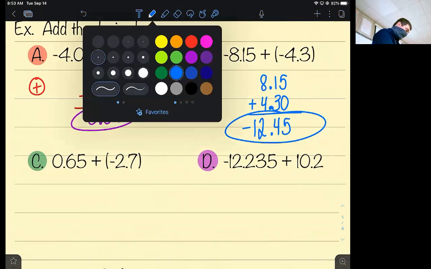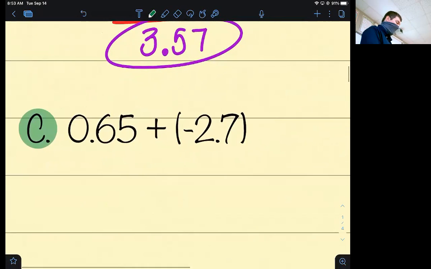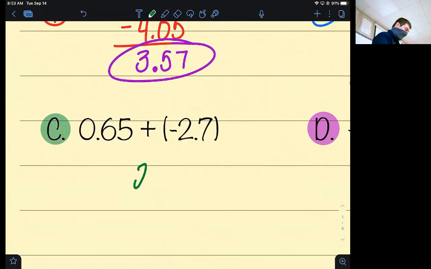Example C. Positive 0.65 plus negative 2.7. Branson, is this a join forces or go to war problem? Go to war. Put the larger number on top. Don't worry about writing a negative. Going to war means I'm subtracting. Put the smaller number on bottom. Line up the decimal points.